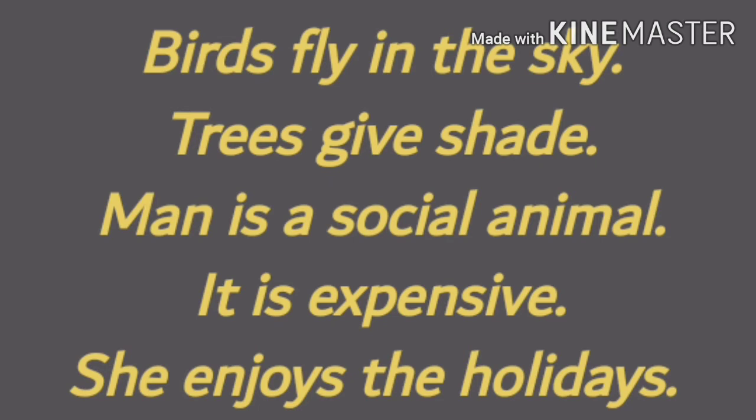It's expensive. It is a pronoun that we will study later. Pronouns we will study later. For the time being, just understand that it's a pronoun. So it is expensive. It is a pronoun and it is used as the subject. So it is in nominative case. She enjoys the holidays. She is a pronoun. It comes as the subject. So it is in nominative case. So look at these sentences. First one, subject birds. Second, trees. Third, man. Fourth one, it. And the last one, she. All these nouns and pronouns are used in the nominative forms, or we can say subjective forms.